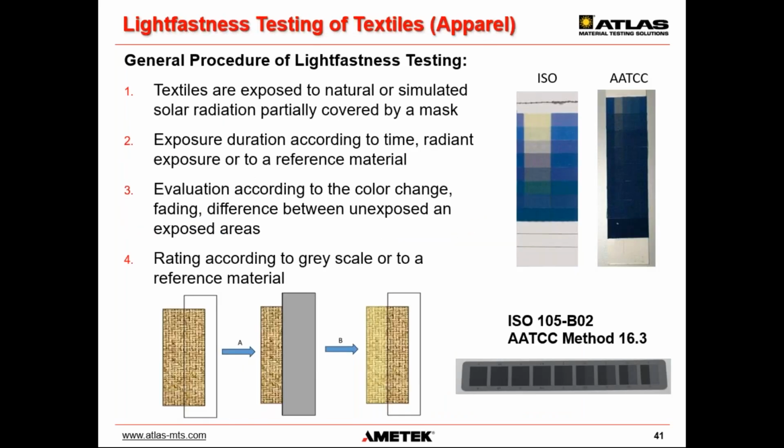Looking at testing of lightfastness of textiles, the general procedures for textile testing: they're exposed to either natural or simulated solar radiation, partially covered by a mask, and the exposure duration is according to a fixed level of time, radiant exposure, or based on the degradation which is observed in a reference material. Evaluations are typically according to color change, fading, differences between an unexposed and an exposed area, and visually they're rated according to a grayscale.